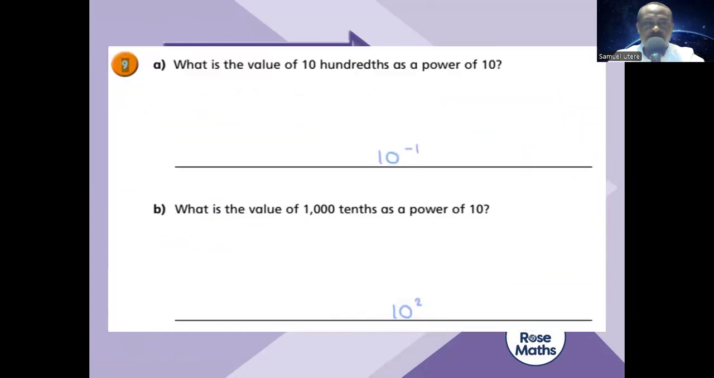So here, question 9, you were asked, what's the value of 10 hundredths as a power of 10? 10 hundredths will be 10 divided by 100. If you divide that by 10, 10 divided by 10 is 1. 100 divided by 10 is 10. So this is 1/10. 1/10 is 0.1. 0.1 is 10 to the power negative 1. Okay, which is what you see here.